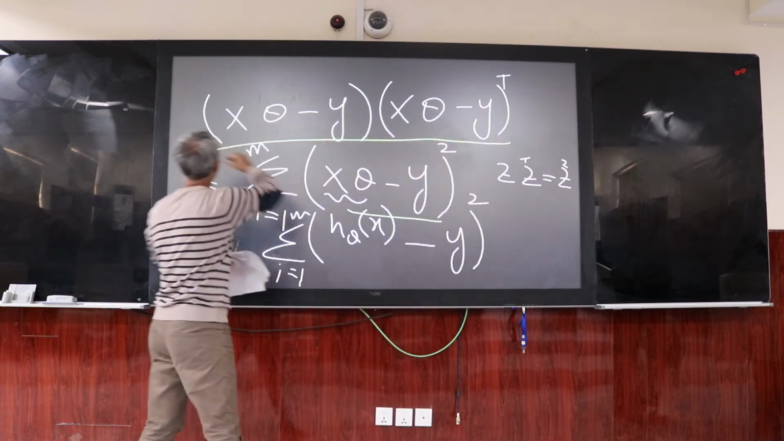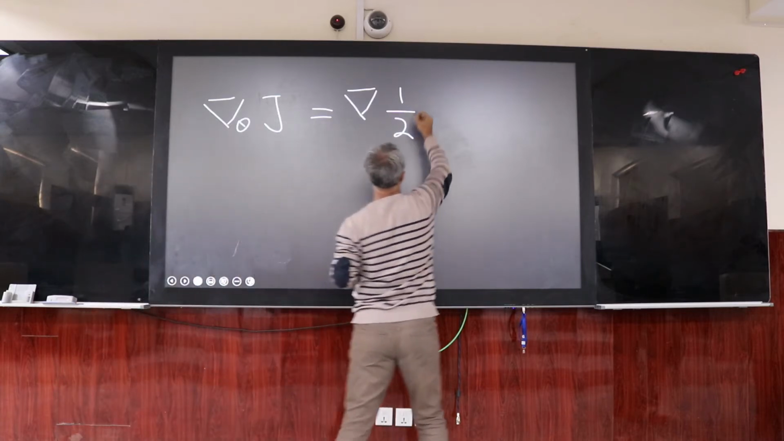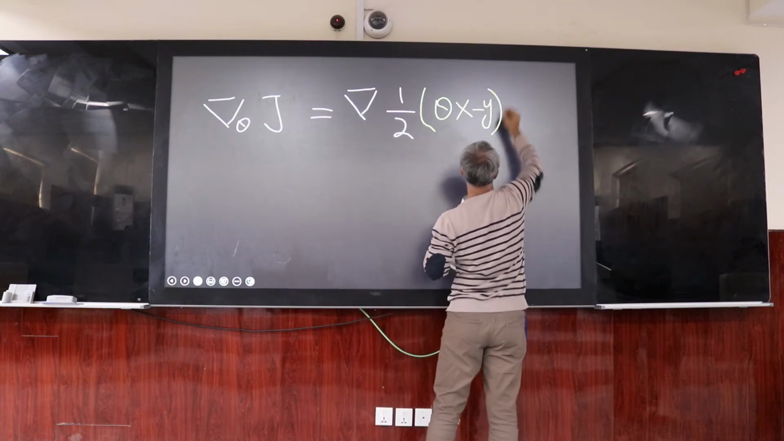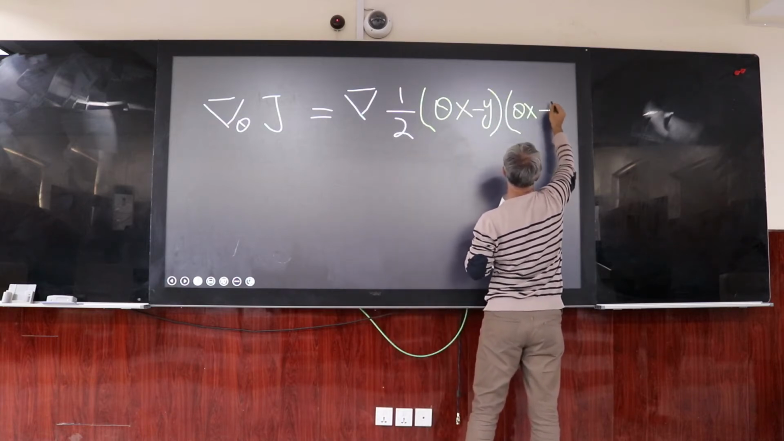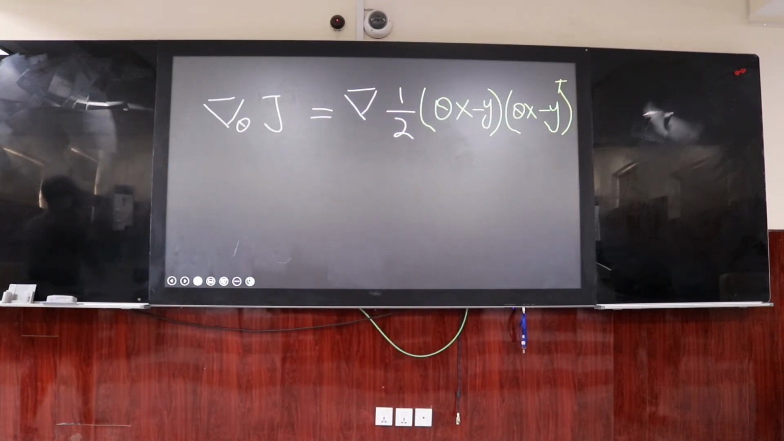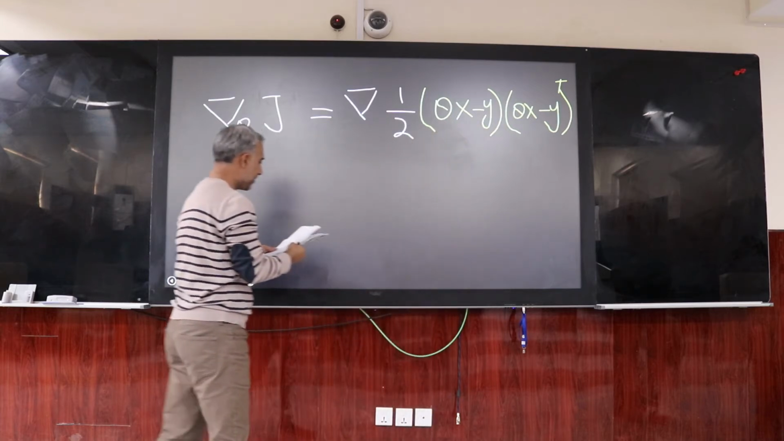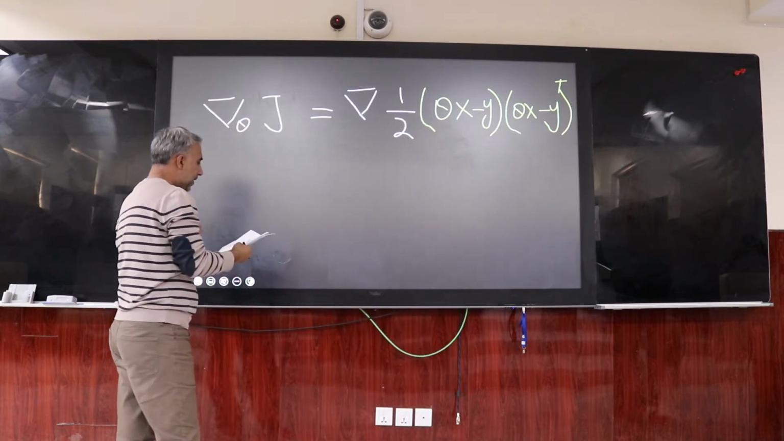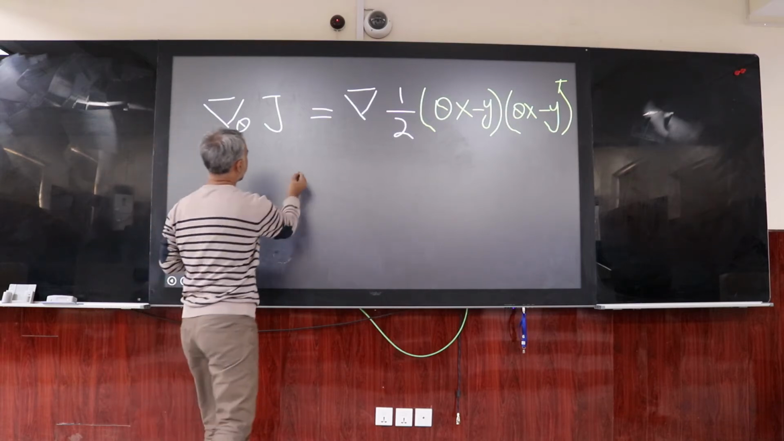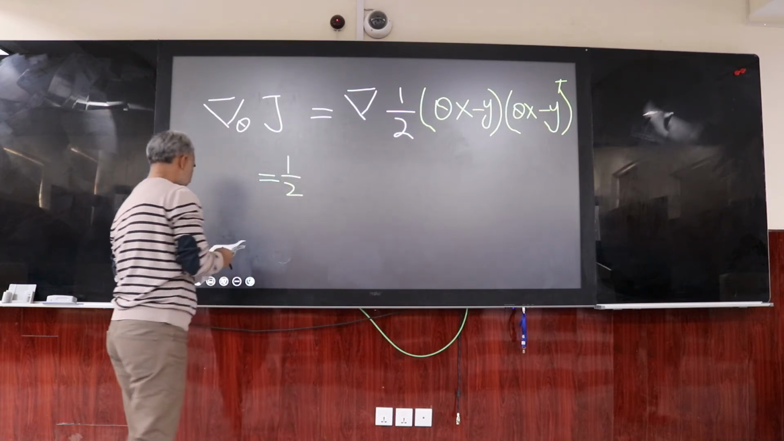I am using this expression, and once I use this expression here, it will become (theta x minus y), (theta x minus y) transpose. Please don't mind, instead of scale, I used this notion of transpose, inner product functions like this. And once I have this expression, I am considering 1/2 on a side.